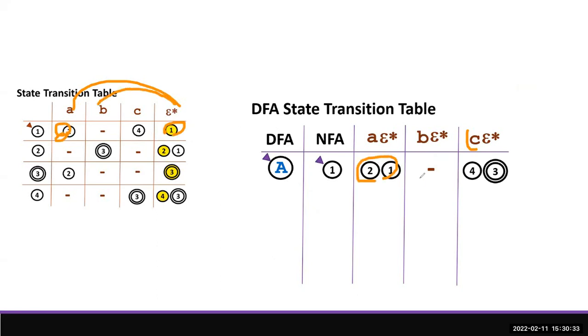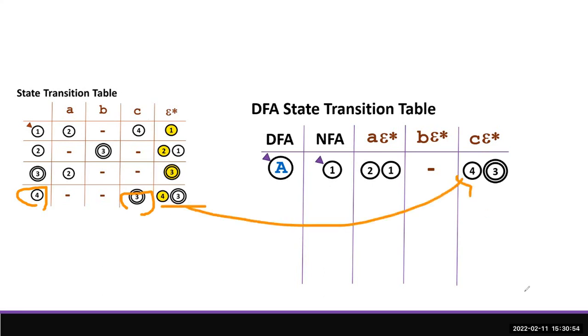B with empty string, we cannot say. C, we combine the C, so you get a single C. With C, you go to state 4, and your state 4 will take a C and then go to state 3. So this is what you get over here. Because of the empty string, you will further go in there. You take C followed by empty string, you will automatically go to state 3.